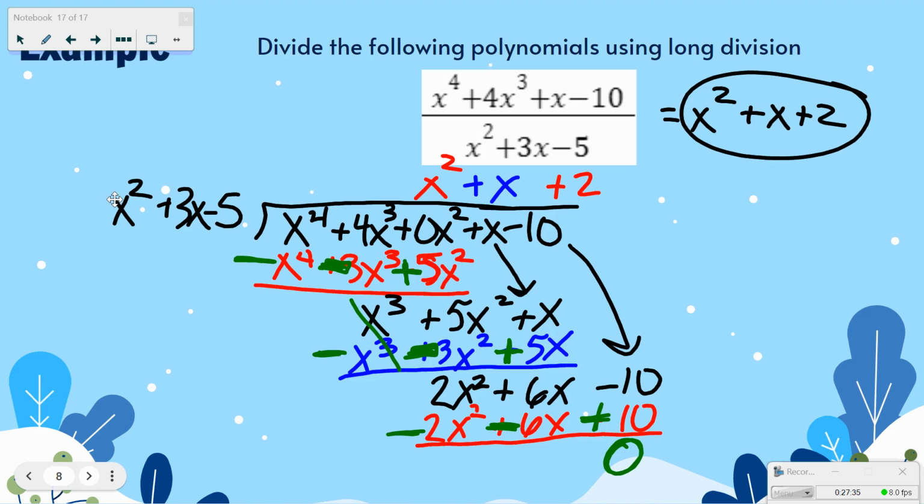Yes. So, Yolda's asking a great question. What if here you ran out, and this was x squared, right? But you got x plus 10. Would something times x squared get you an x? No. So x plus 10 would have been your remainder. And you would have had that over this.